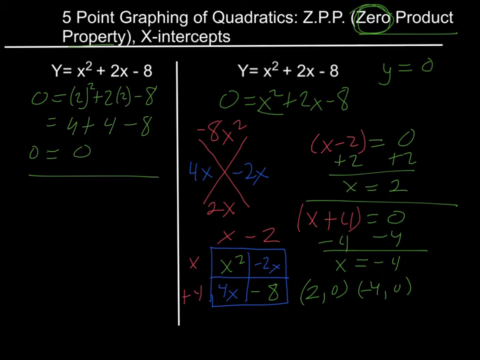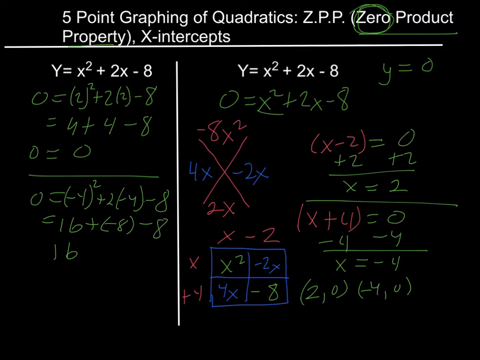So it worked. The next one is going to be 0 equals, and now I'm going to plug in -4. So I have -4 squared plus 2 times -4 minus 8. So -4 squared is positive 16 plus -8 minus 8. So that's 16, and then basically plus a -16, which of course is equal to 0. So what we see there is that when I plug this number in for x, it gives me a 0 right here. When I plug this number in for x, it gives me a 0, and I'm plugging it back into my original equation. Okay, so these are my x-intercepts.